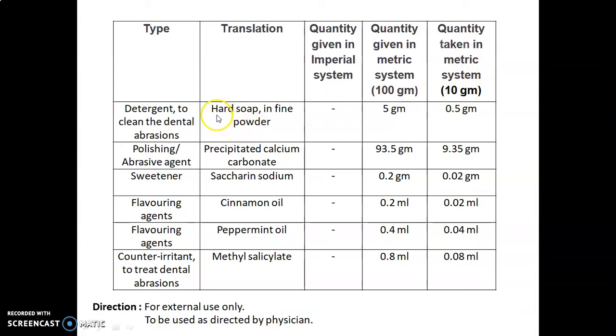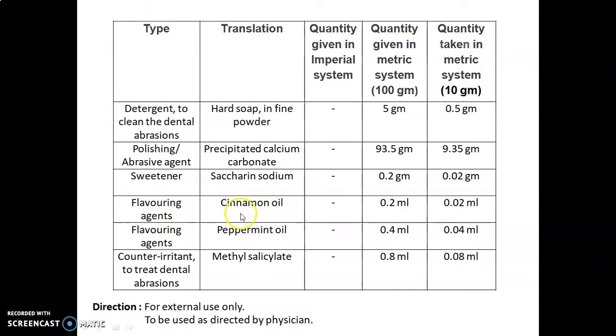So first of all we have hard soap, which is a fine powder, used as a detergent and to clean the dental abrasions. Quantity given is 5 gram, taken quantity should be 0.5 gram. This quantity should be calculated with the help of the factor. Precipitated calcium carbonate is used as a polishing and abrasive agent. Quantity given is 98.3 gram, taken quantity should be 9.83 gram. Saccharin sodium is used as a sweetener, quantity given is 0.2 gram, taken quantity should be 0.02 gram.